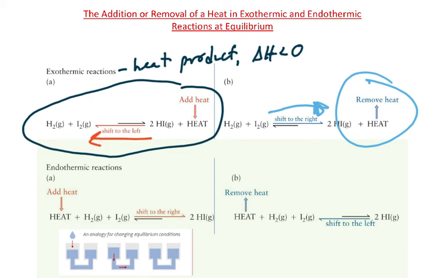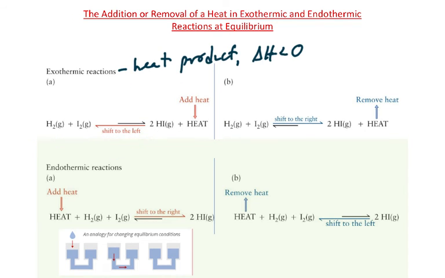It'll go backwards. However, if you cool it, if you remove heat, you'll cause a shift to the right because you've now essentially removed a product, right? You now have a deficiency. You have a hole. The system will shift to replace that, and so it'll shift to the right to increase heat.